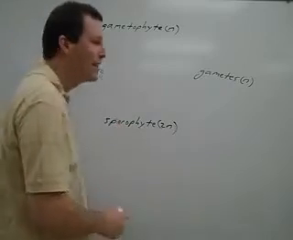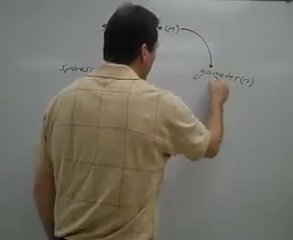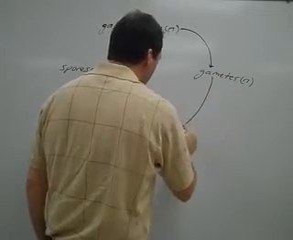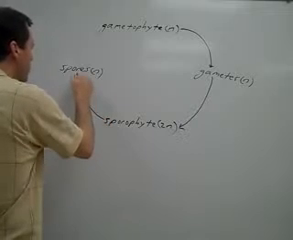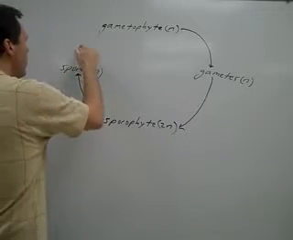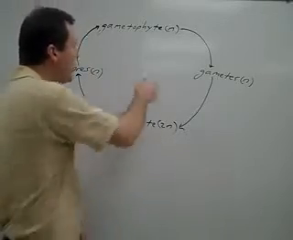Now let's go ahead and connect these up. The gametophyte produces gametes, and the gametes are ultimately going to produce a sporophyte. The sporophyte produces spores, and the spores produce a gametophyte. Now let's go ahead and start up here.